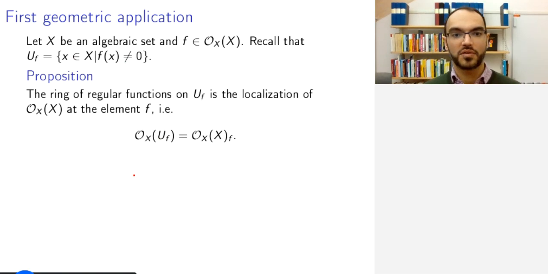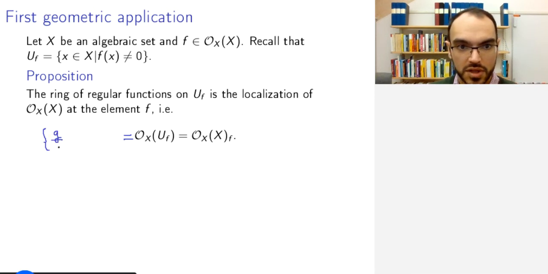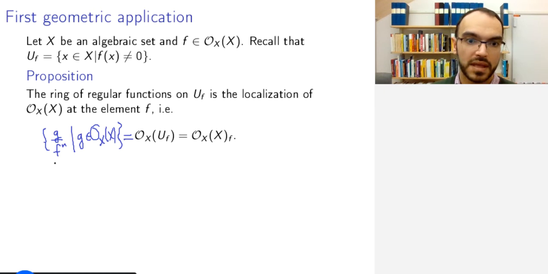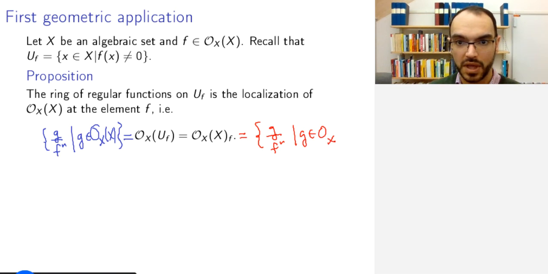And the claim now is that the ring of regular functions on U_f is the localization of the ring of regular functions on X at this element f. So what does this mean? Well, remember that from before we have shown that the ring of local functions is the set of all g divided by f to the power n, where g is in O_X(X). And this localization, as you saw in the localization video, is the ring where we have inverted all powers of f. So this is the set of all g divided by f^n, where g is in O_X(X).